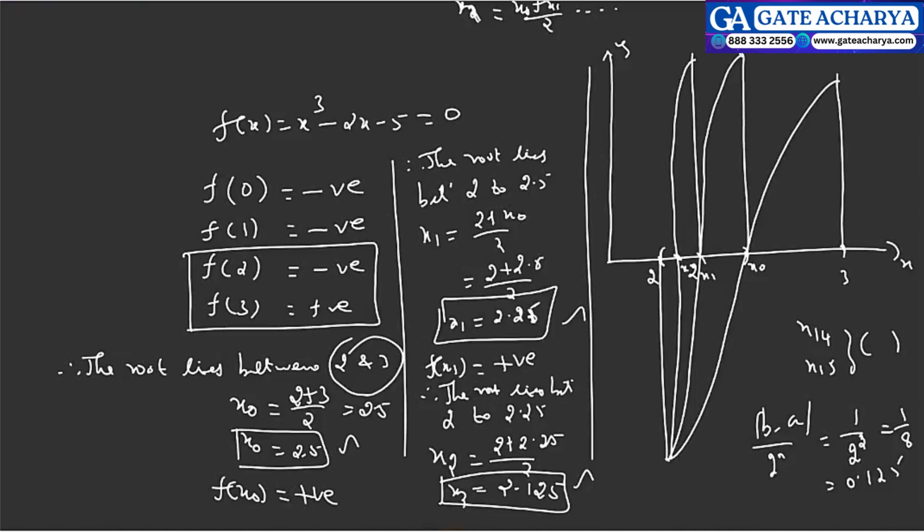Therefore, we add these two: 2.125 plus 0.125, that is 2.250. That is the original value. So that much of a value will exist. If we add this error value here, that is the original value. Okay, so 2.5.